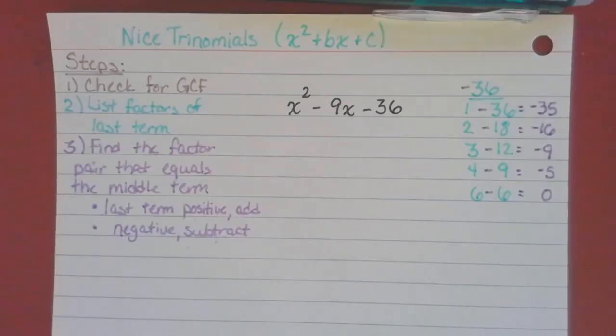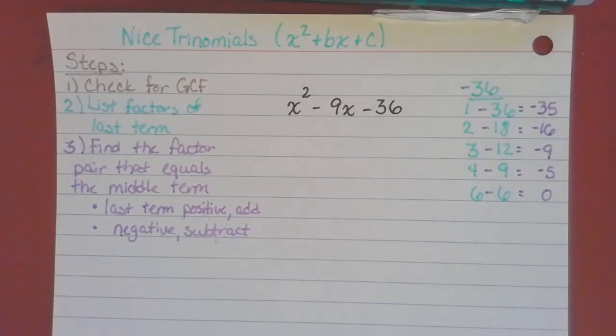the next step. So the next step is find the factor pair that equals the middle term. And if the last term is positive, we're going to add, negative, we're going to subtract. So since I had the negative 36, we did subtraction of all of those factor pairs. So 1 minus 36 is negative 35. 2 minus 18 is negative 16. 3 minus 12 is negative 9. 4 minus 9 is negative 5. And 6 minus 6 is 0.